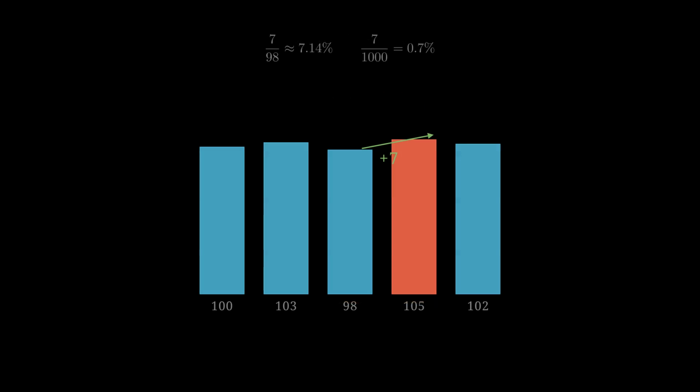That denominator is doing real work. £7 on a £98 base is about 7.14%. The same £7 move on a £1,000 base would be only 0.7%. That is why the formula is change divided by starting price. Written in symbols, the simple return R equals P_T minus P_{T-1}, divided by P_{T-1}. This is exactly a percentage change.